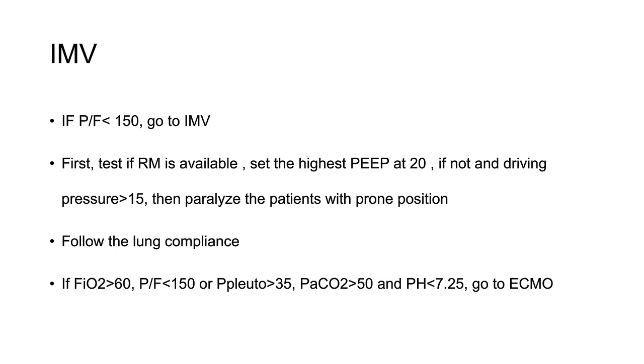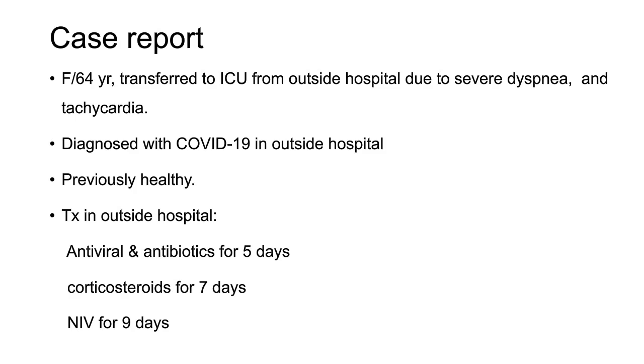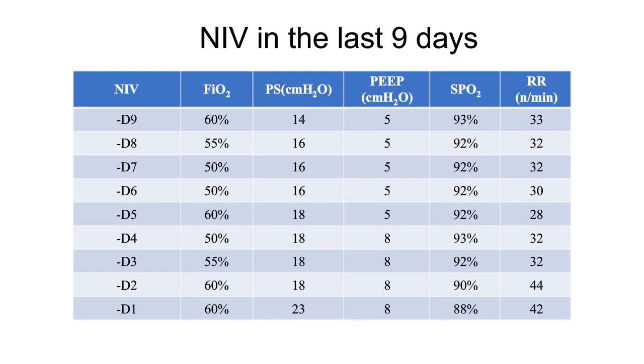So here, I will briefly share the patient report with you. This is a 64-year-old female patient transferred to our ICU from Auckland Hospital due to severe hypoxemia and tachycardia. She was diagnosed with COVID-19 in the outbreak hospital. She received antibiotic medication as well as antiviral medication for 5 days, steroids for 7 days, and non-invasive ventilation for 9 days. So here is her treatment for the non-invasive ventilation over the last 9 days.